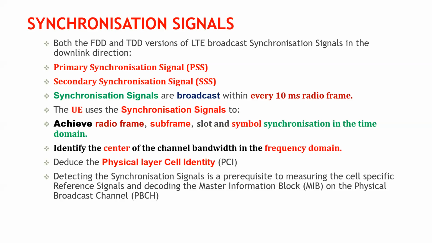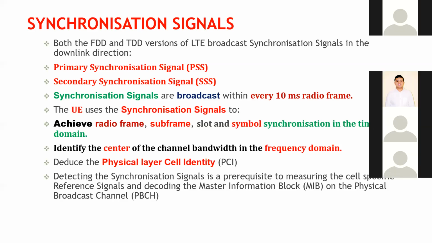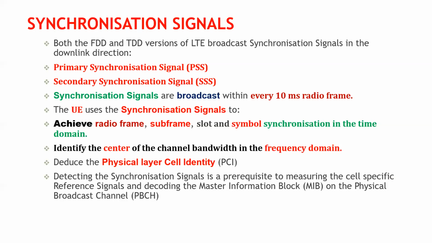In this process, the time and frequency synchronization between the user equipment and the ENB will be achieved, and it is also possible to determine the cell ID. As I said, there are two different types of synchronization signals. One is the primary synchronization signal, and the second one is the secondary synchronization signal. These are transmitted or broadcast within every 10 millisecond radio frame.